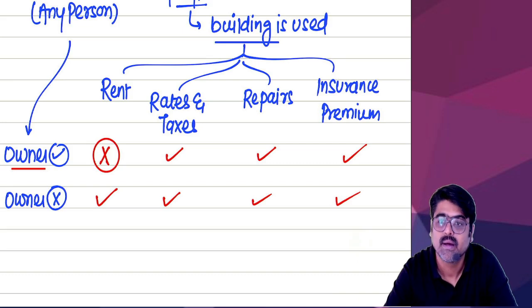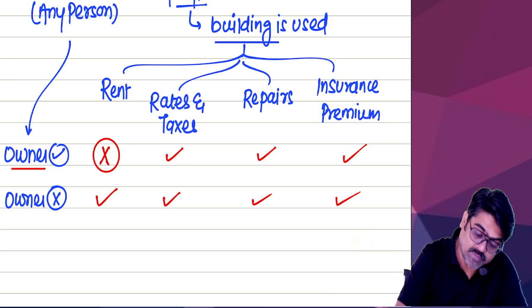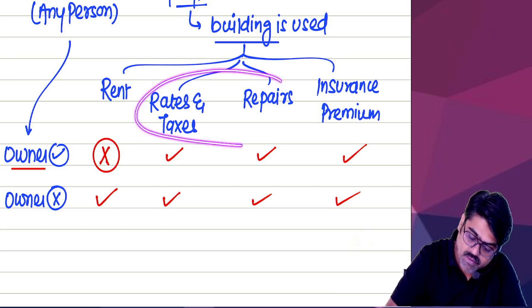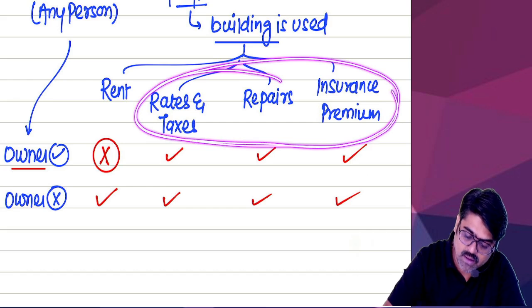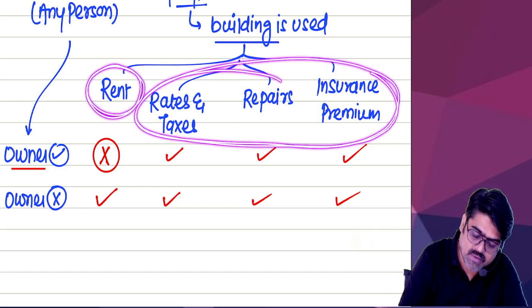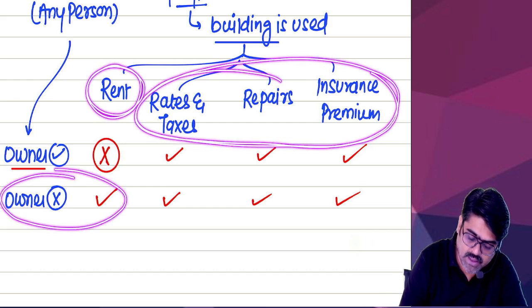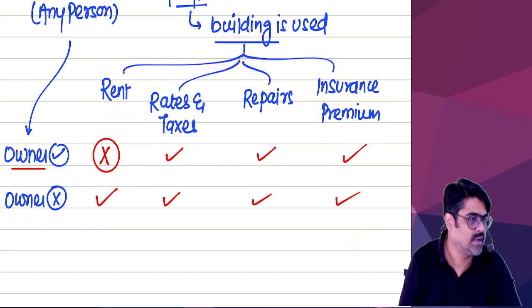Then repairs. And then insurance premium. Now these three expenses will be allowed whether you are the owner of the building or not. But rent will be allowed as a deduction only if you are not the owner of the building.